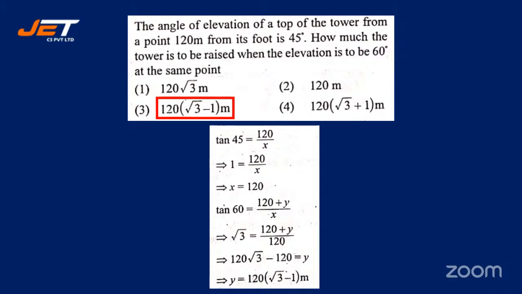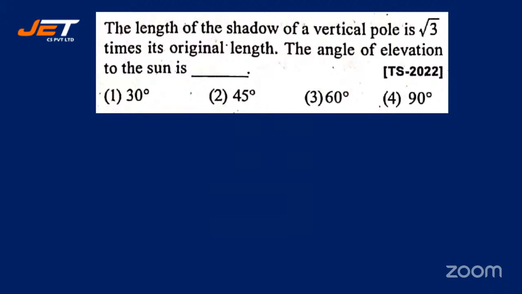And one more, here you have an elevation of 60 degrees, whereby tan 60 is equal to opposite side, which becomes 120 plus y, by adjacent side, which is x. But we have already found out the value of x to be 120. Thereby root 3 is equal to (120 plus y) by 120, whereby you get y is equal to 120 into (root 3 minus 1) meters. So your option 3 is correct. If you had opted for option 3, then your answer is perfect. All right? Yes.